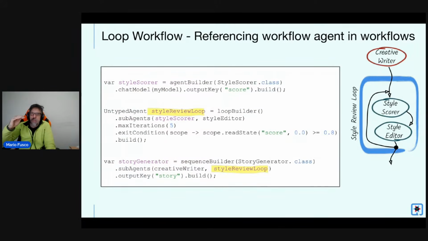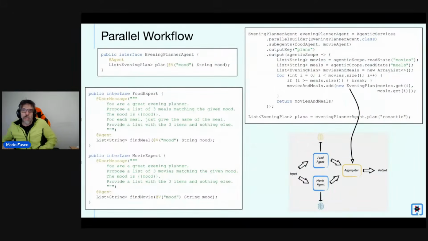I have a sequence of the creative writer, which is the same that I had before and generates the story, and then the second agent in the sequence is not an agent alone. It's a workflow. So this is also a demonstration of how you can compose different workflows. I have a sequence of an agent and a loop, and the loop is by itself another pattern. In this case, the loop pattern that I was mentioning.